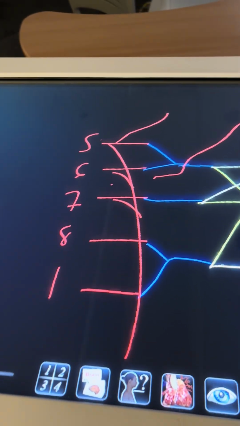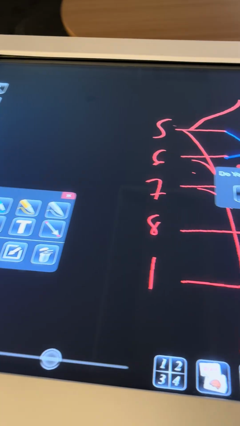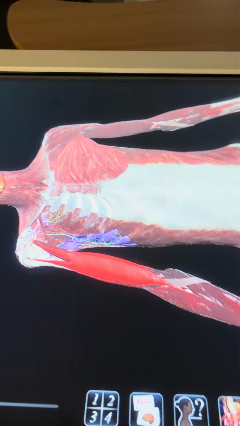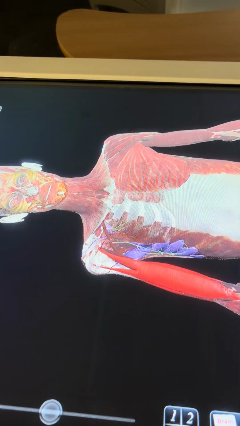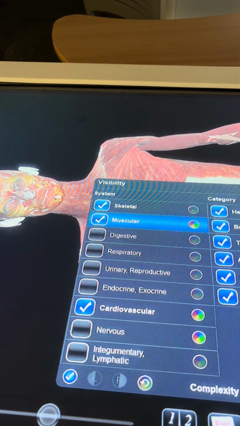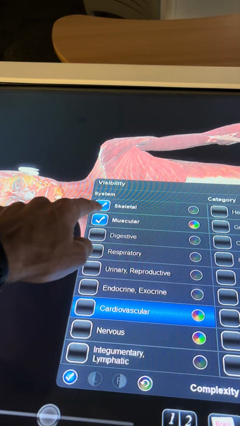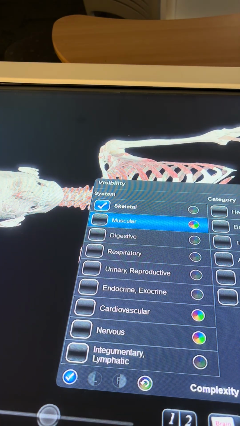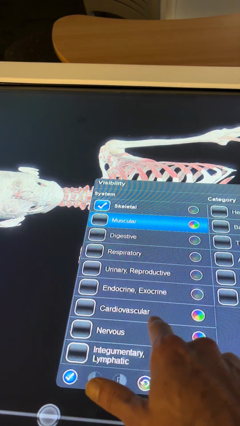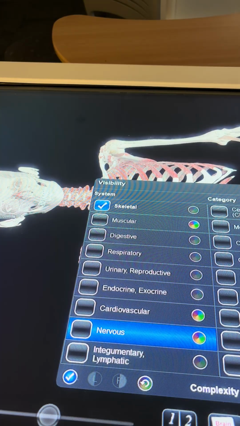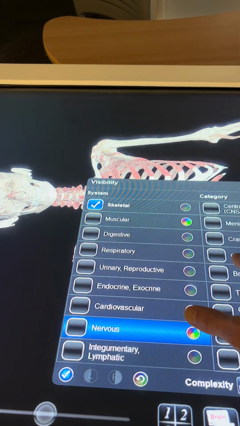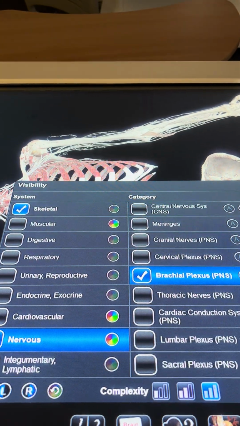Now what we're going to do is remove our picture because we don't need it. And now we're going to put our cadaver back in place. And we're going to look at the brachial plexus on the actual cadaver, building it from just the skeleton. So we're going to get rid of everything, but we are going to leave the skeleton. I'm going to come down here to the nervous system, and then I'm just going to add brachial plexus. I'm going to add the whole thing, okay?